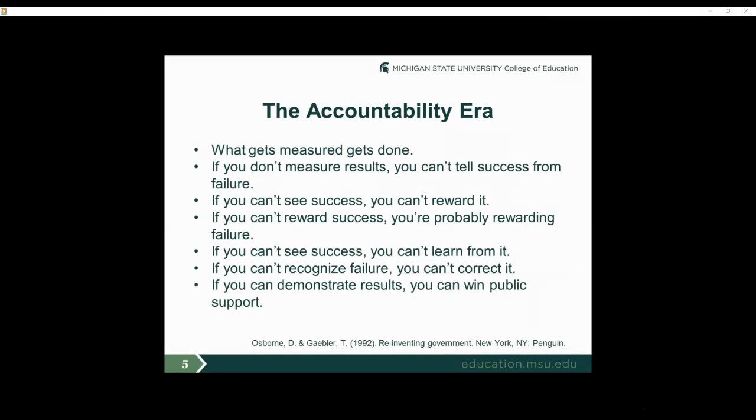What gets measured gets done. If you don't measure results, you can't tell success from failure. If you can't see success, you can't reward it. If you can't reward success, you're probably rewarding failure. If you can't see success, you can't learn from it. If you can't recognize failure, you can't correct it. And if you can demonstrate results, you can win public support.